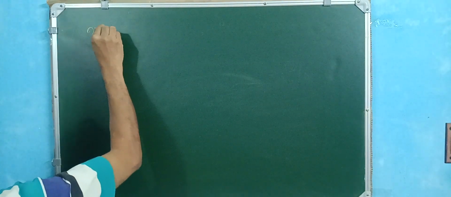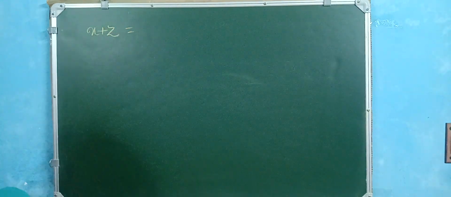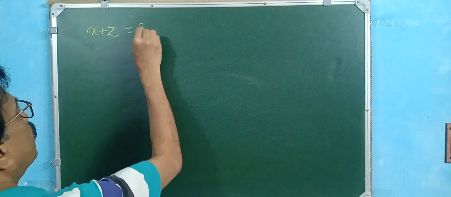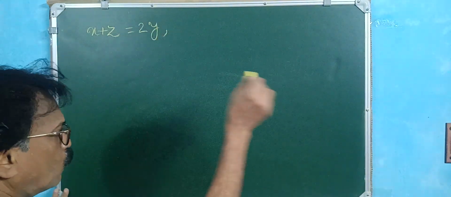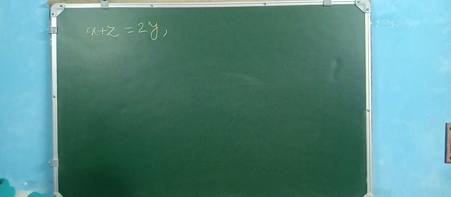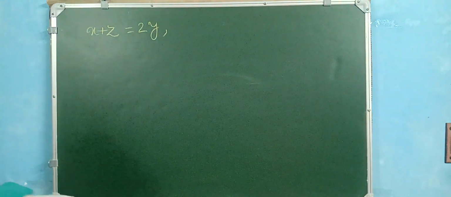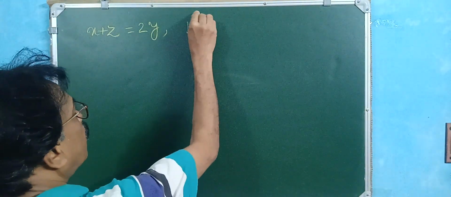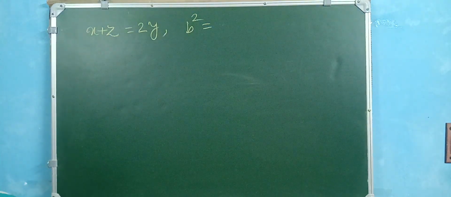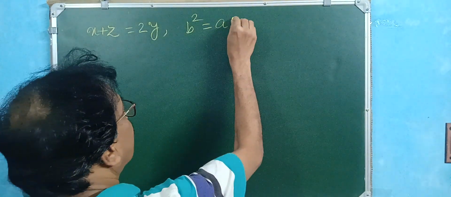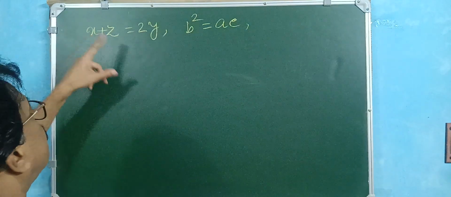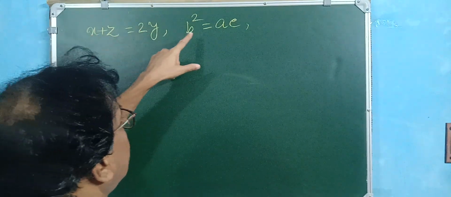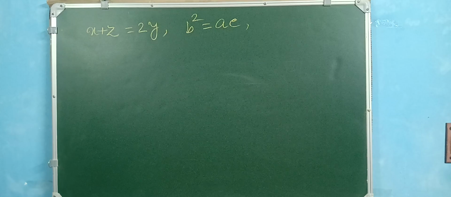Now, one sum is there. Suppose here I just copy the sum: x plus z is 2y. I just write it small, the board is very small, but clear. B square, I try my best, B square is equal to AC. This is given. X plus z is 2y and B square is equal to AC.